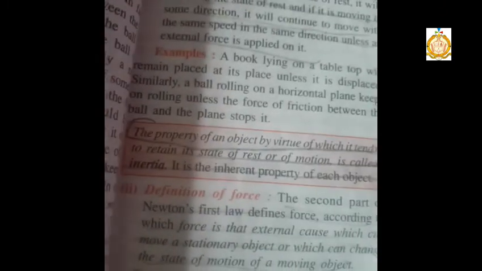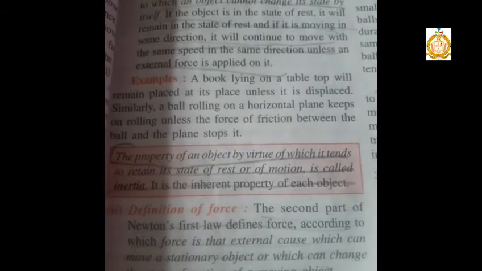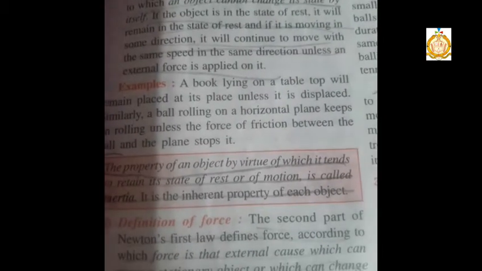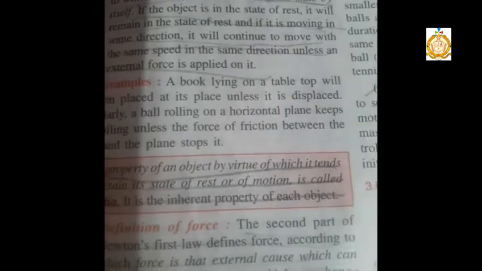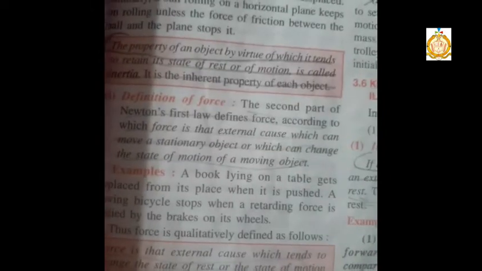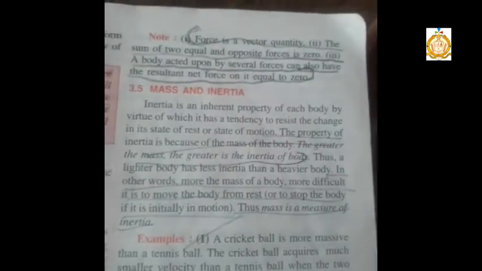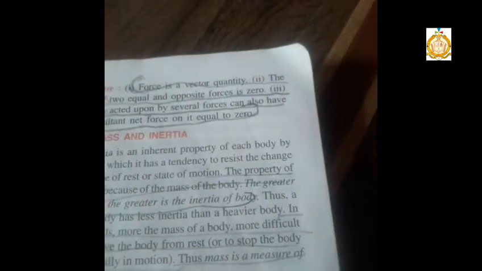Then what is the definition of force? What is force? Force is that external cause, an outside influence, which can move a stationary body, or stop a body that is in motion. Okay, that is the definition of force. So force is that external cause which tends to change the state of rest or state of motion of an object. So what type of quantity is force? It is a vector quantity. This is also one question.